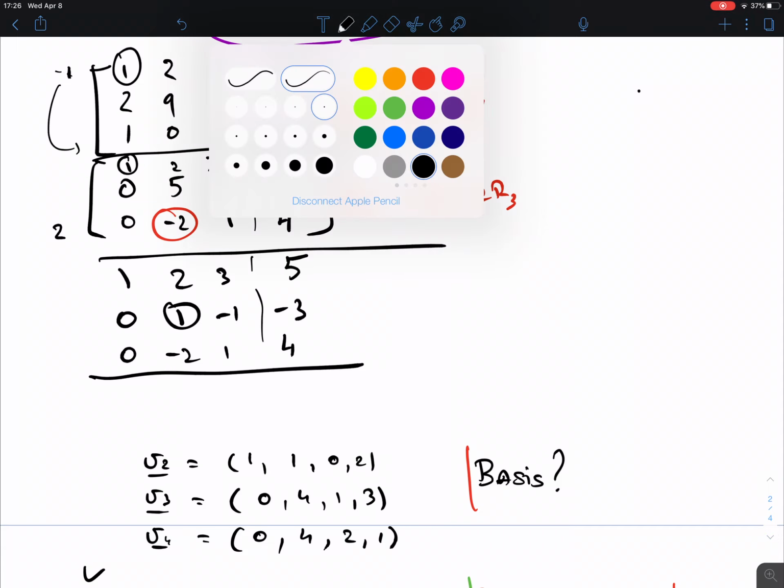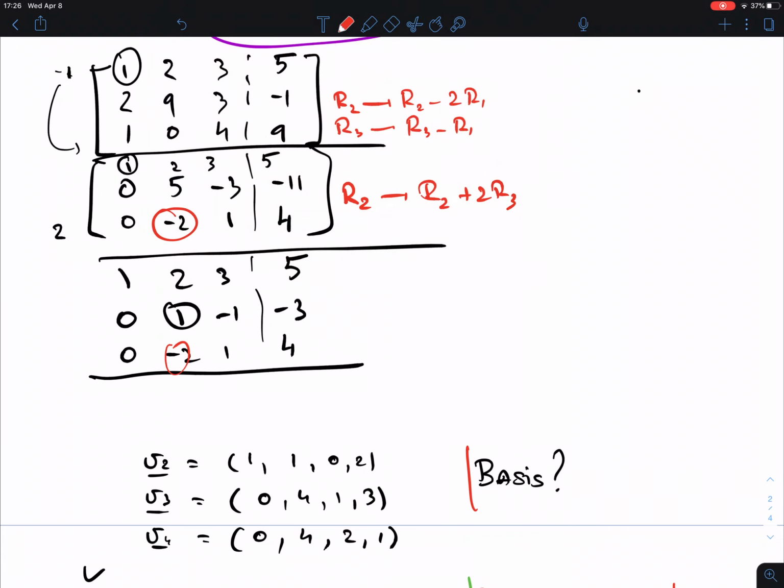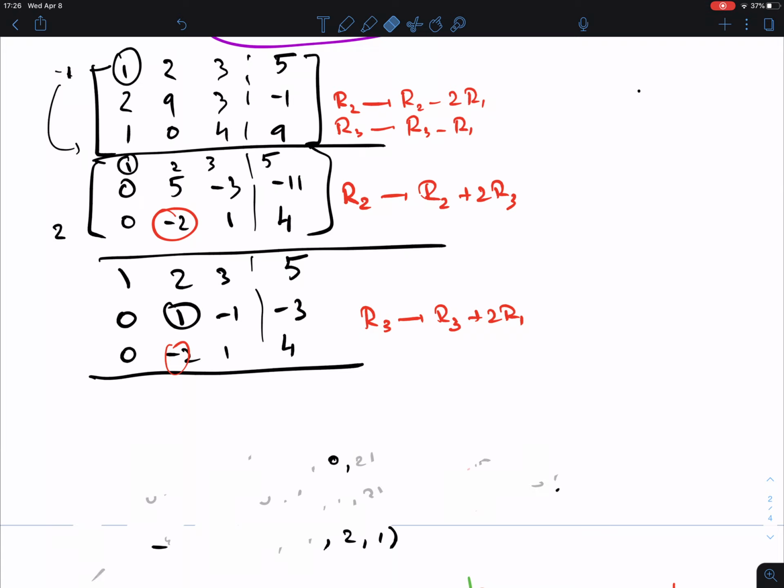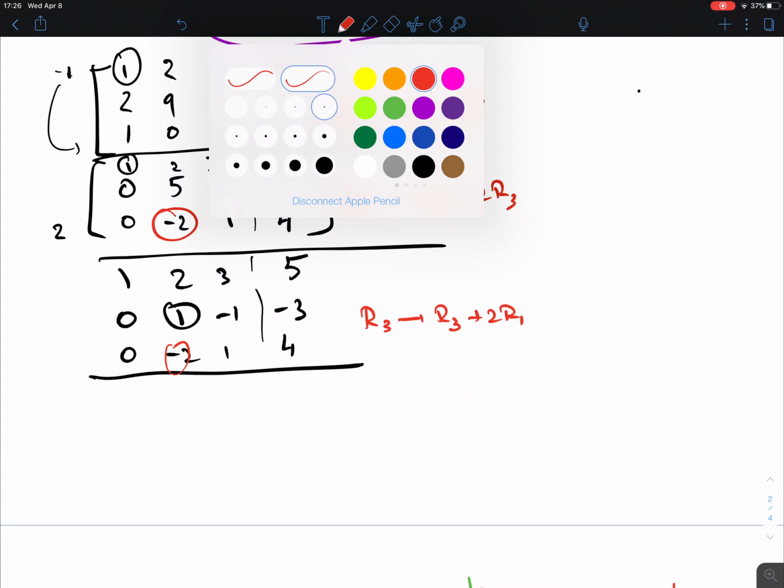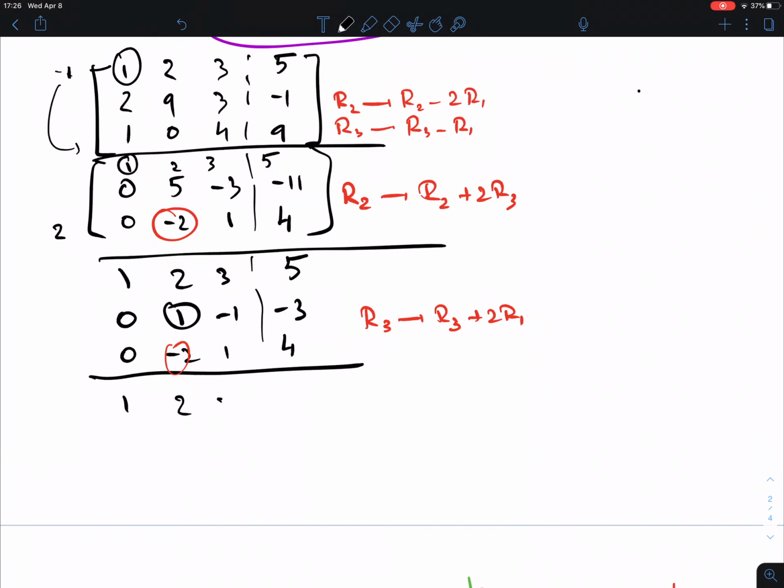So the row operation that I have to do to get this guy to 0 is row 3 plus 2 times row 1. So this will be 1, 2, 3, 5, 0, 1, -1, -3, 0, 0, so I'm multiplying with 2 here, right? -2 plus 1 is -1, and -6 plus 4 is -2. Okay, so we have a pivot.